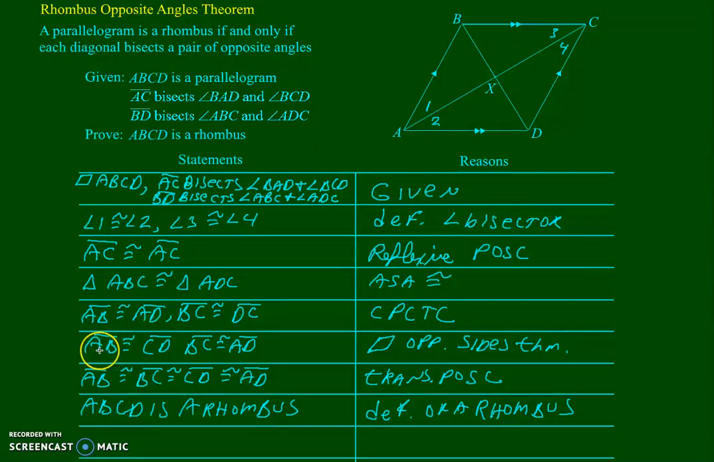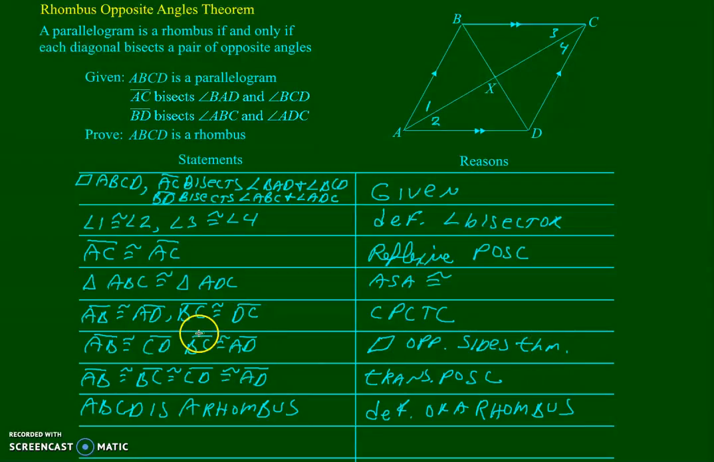Now, we say that AB is congruent to CD because the opposite sides of a parallelogram are congruent, as well as BC is congruent to AD. Same reason, the parallelogram opposite sides theorem.